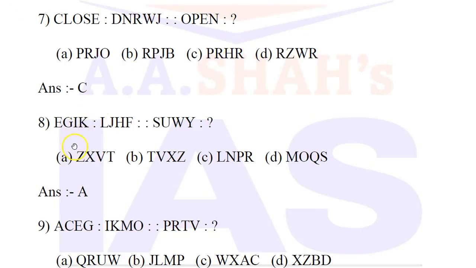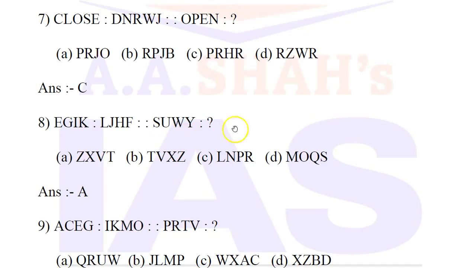The 8th question now. We have EGIK is to LJHF and SUWY is to what? So now if you observe here, E and F, this is an example of the reverse pattern of a sum. Now E and F. E plus 1, the answer would be F. Now G and H. G plus 1, the answer would be H. Now I and J. I plus 1, the answer would be J. And K and L, K plus 1, the answer would be L.